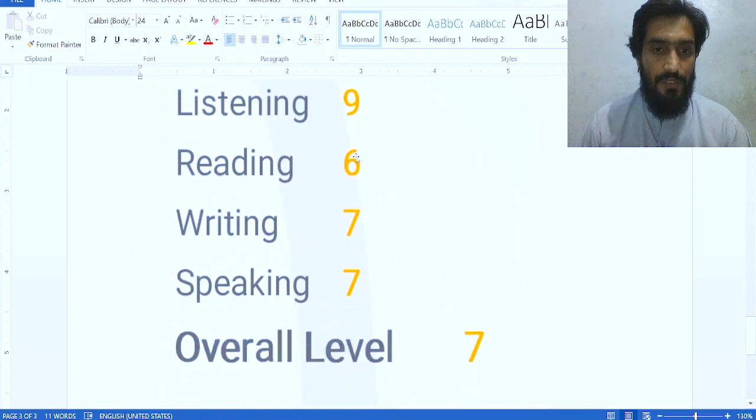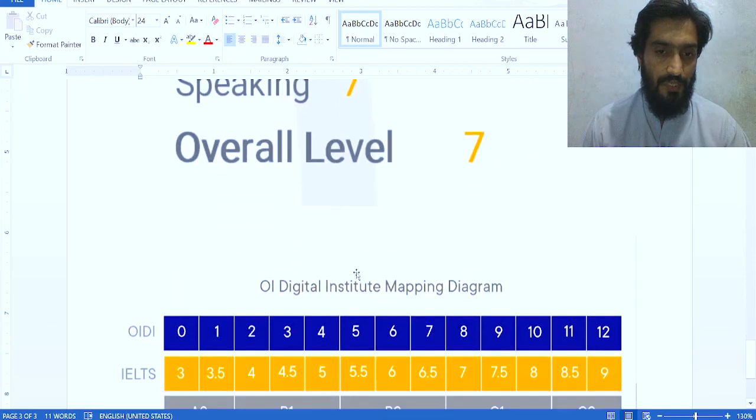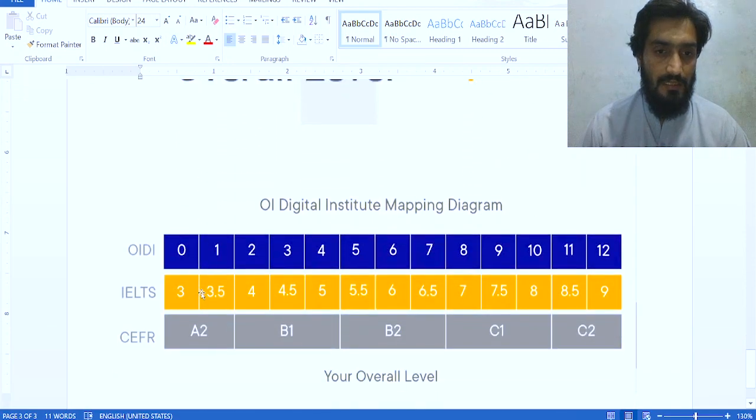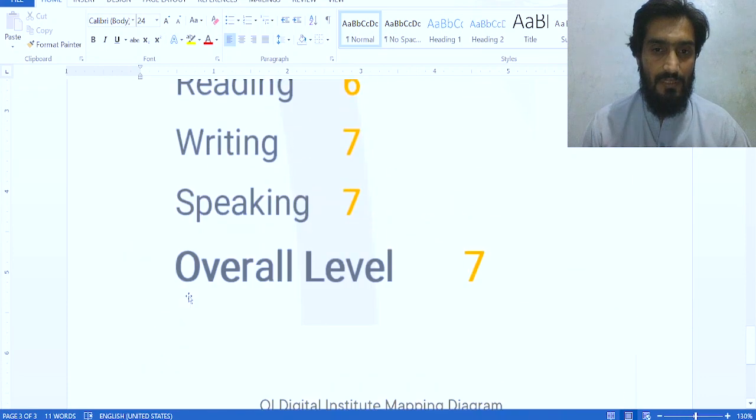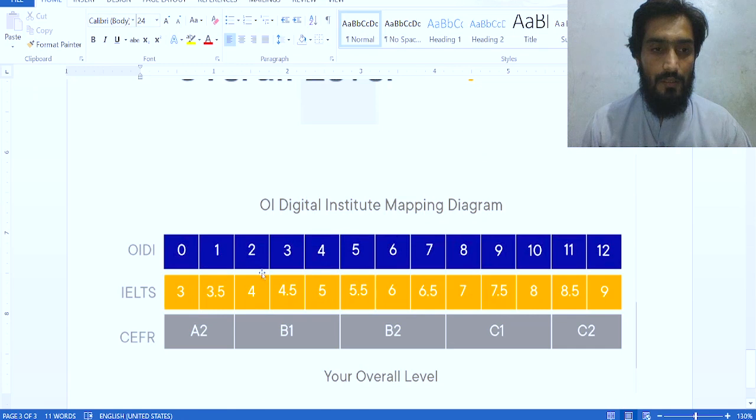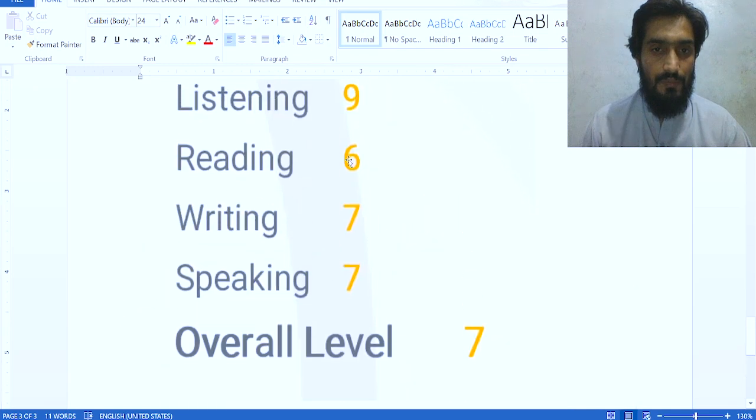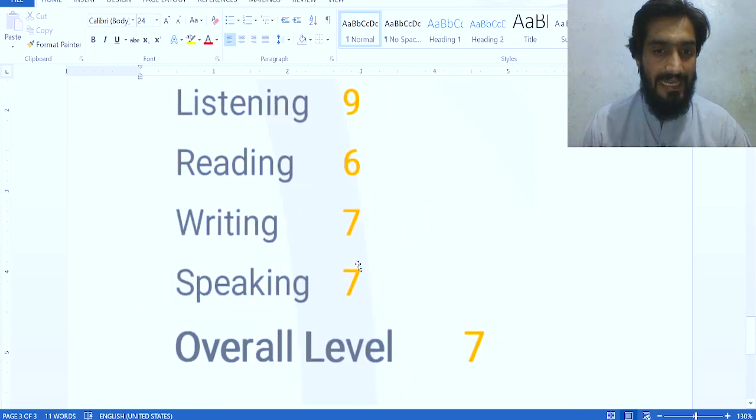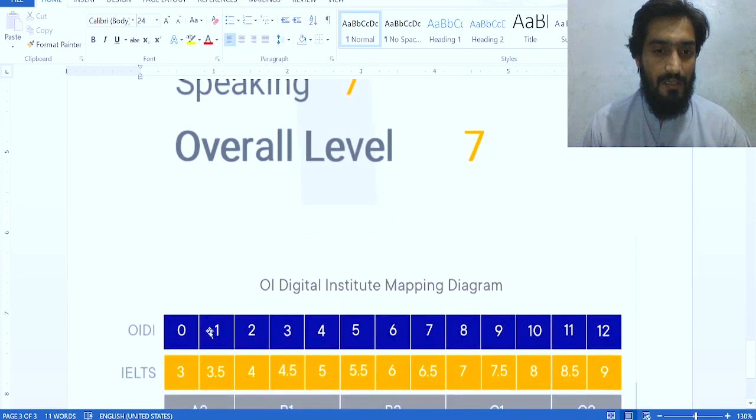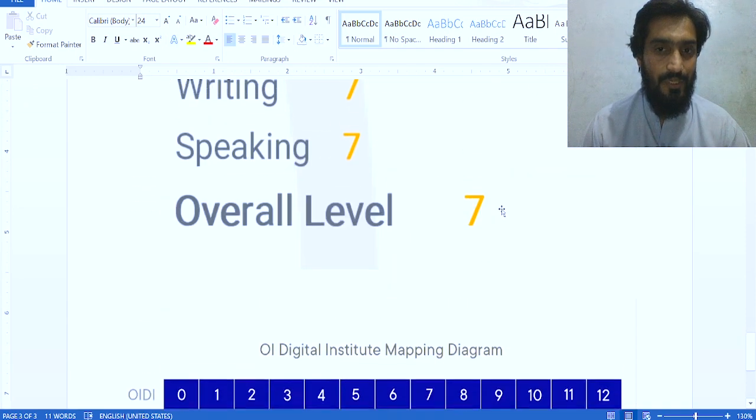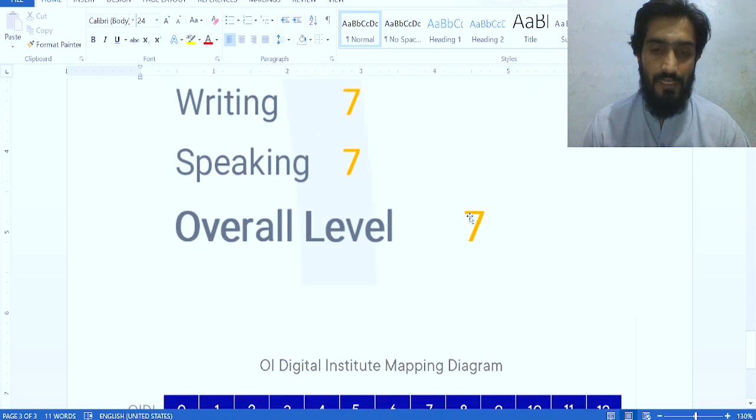Now the numbers you see here are in orange color, but you should not consider them bands. They are the OIDI numbering. You can call them numbers, but you cannot call them bands.